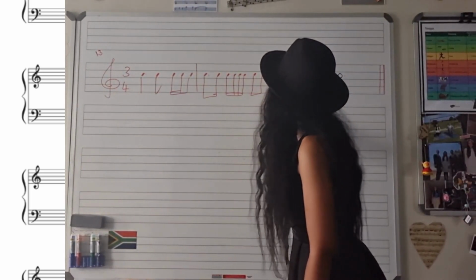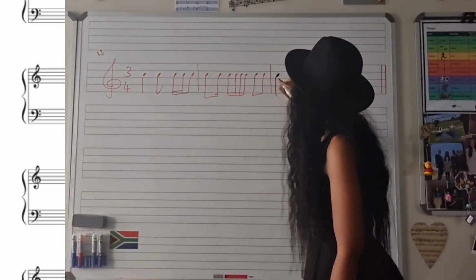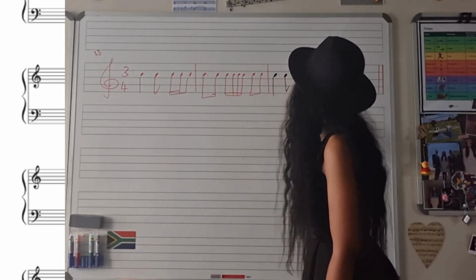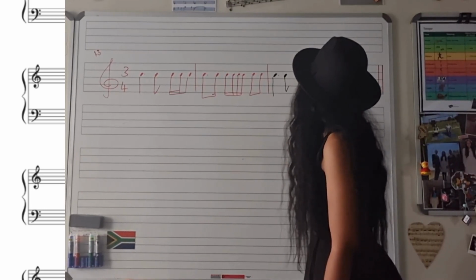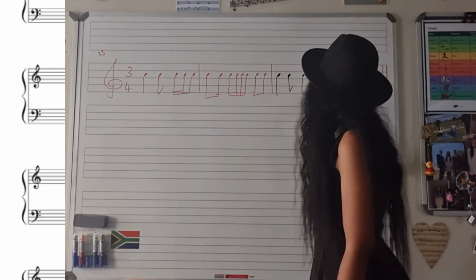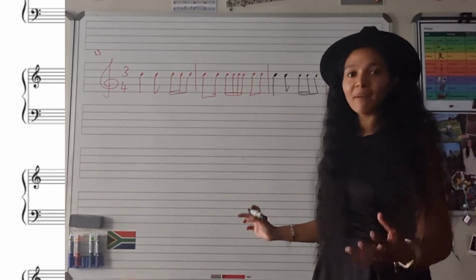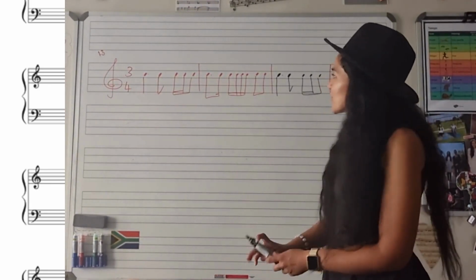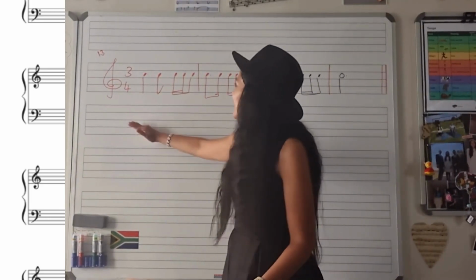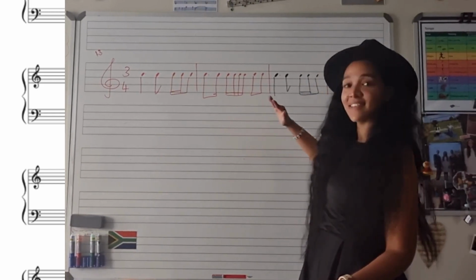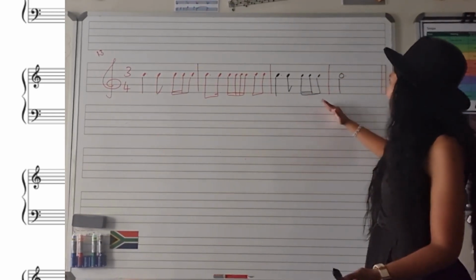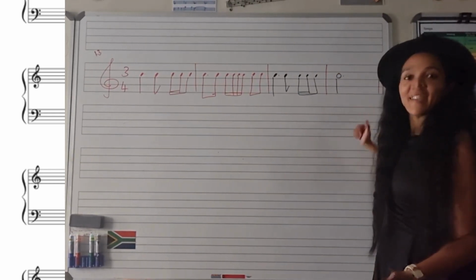So I'm just going to put in my dotted crotchet. I'm going to add a quaver. I'm going to add my semiquavers and quaver there. So I have 3 beats. There we go. And if I was to clap this or perform this rhythm, this is how it would sound. Ta, te, ta, ka, ta, ta, ka, ta, ka, ta, ka, ta, te, ta, ka, ta, ka, ta, ta. And that's quite fine.